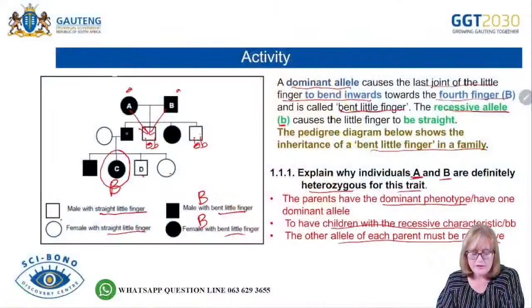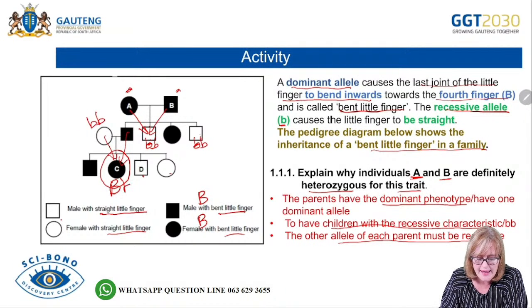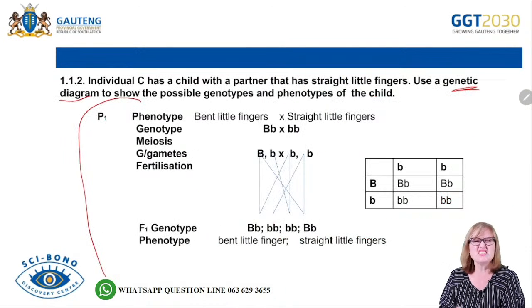So now we look at the parents. If that parent gave him the dominant one, this parent can only give you a recessive allele. It can't give you a dominant allele. It's only recessive. So this will be a heterozygous one, all right? So this is just a normal cross. You'll have your P1 and your F1.